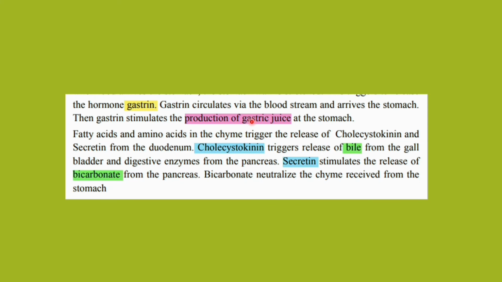Then statement B, cholecystokinin. Cholecystokinin actually helps to release bile from the gallbladder. So here they have given cholecystokinin helps in the secretion of gastric juice. That is wrong. It releases bile. This statement C, secretin. Secretin stimulates the release of bicarbonate from the pancreas. So that is correct. So the correct answers are A and C only. So answer number 4.